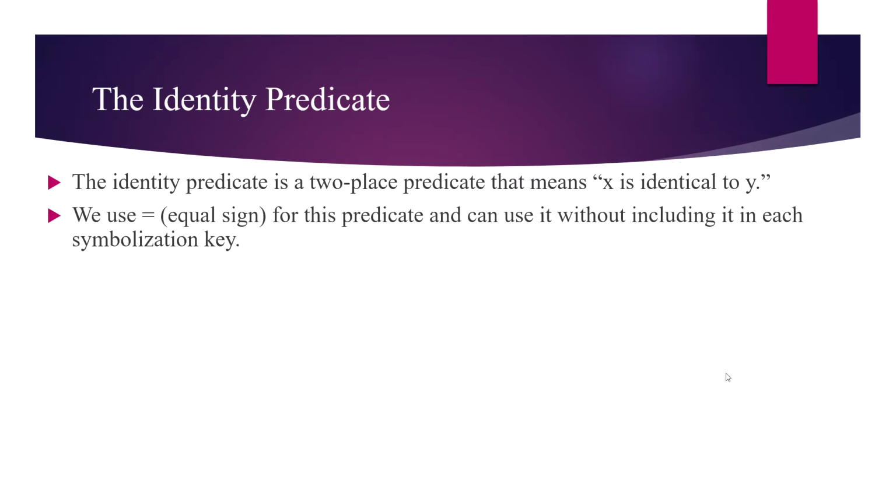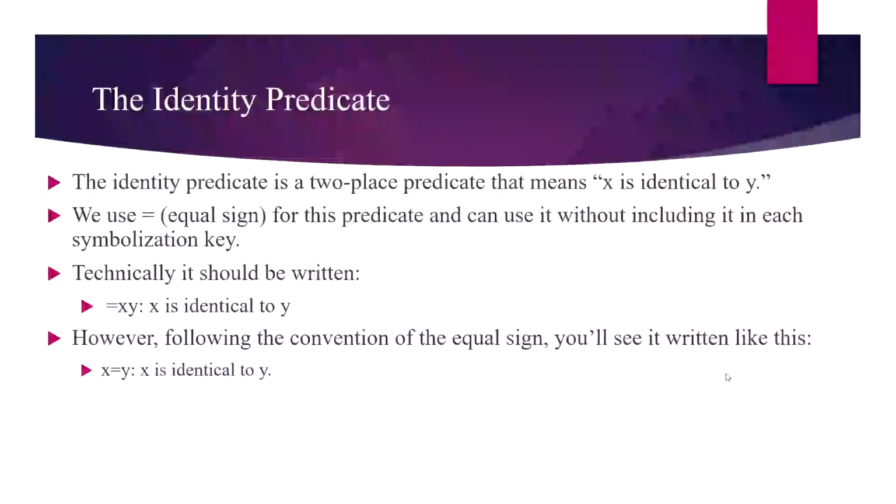We use the equal sign for this predicate, and you don't have to include it in a symbolization key, and we know what it means when it comes to the symbolization after we separate those formalized sentences from a key. Technically, it should be written this way, right? The symbol for the predicate, the equal sign, then the two places for the singular terms, and it's X is identical to Y. This relation is reflexive, symmetric, and transitive. However, following the convention of the equal sign, you'll see it written like this: X equals Y, as X is identical to Y, using that equal sign.